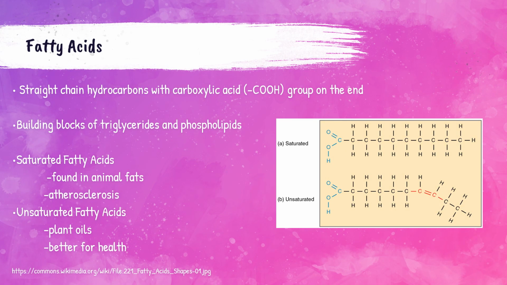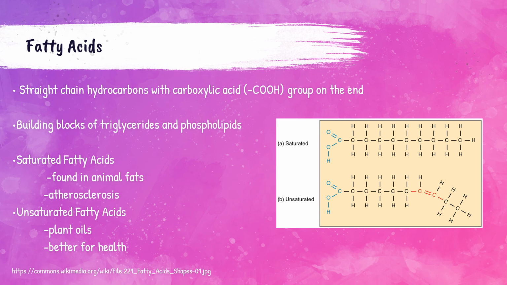The first lipid we're going to be discussing in this lecture are fatty acids, which are the most basic form of lipids. Fatty acids are formed from a straight chain of hydrocarbons with a carboxylic acid group attached to the end of the chain. Fatty acids serve as the building blocks of two other lipid types, the triglyceride and the phospholipid. Within fatty acids, there are two different classifications, ones that are saturated and ones that are unsaturated.